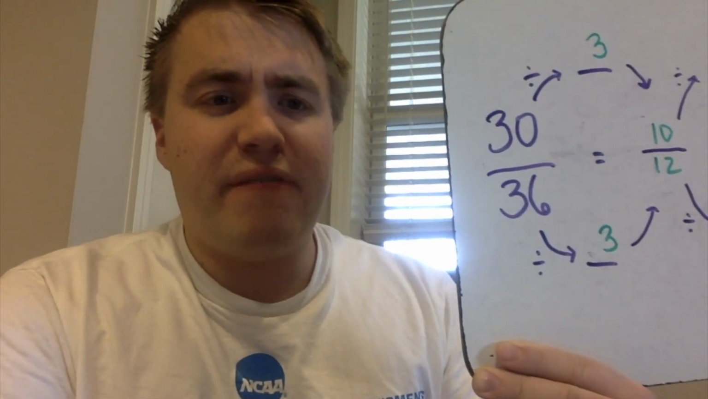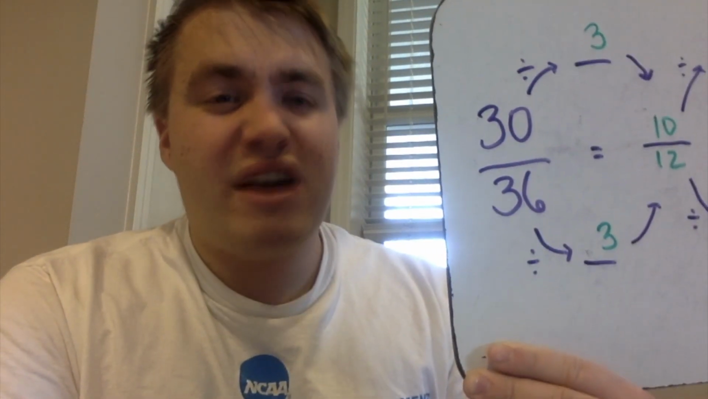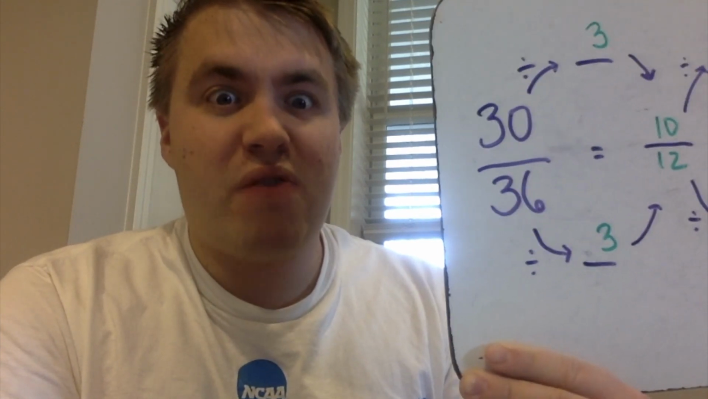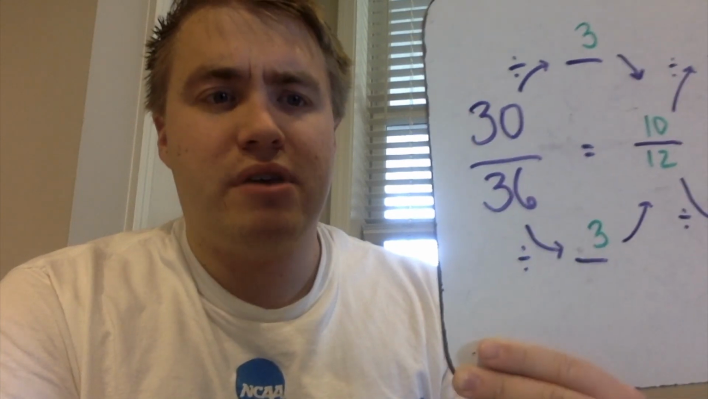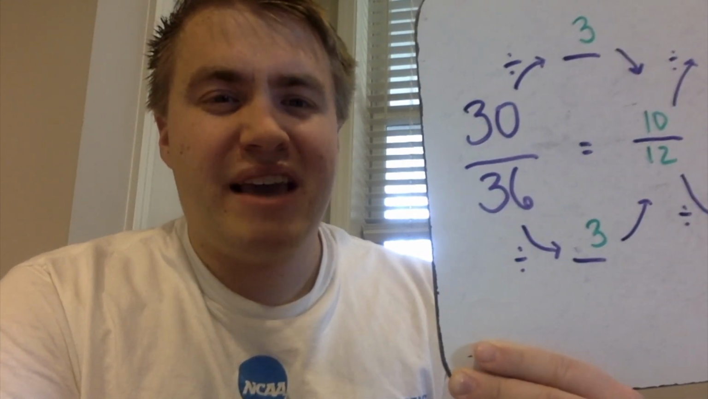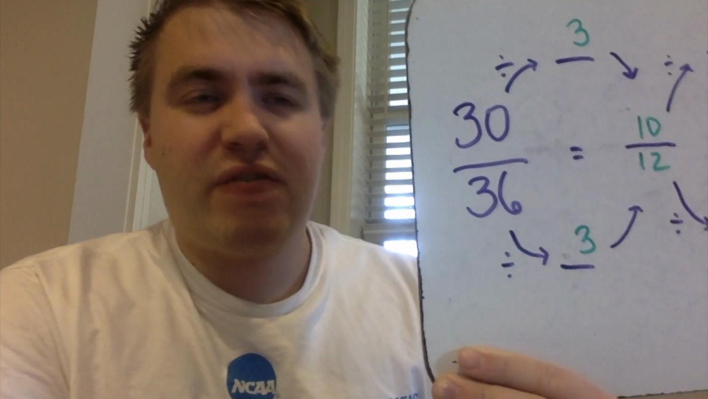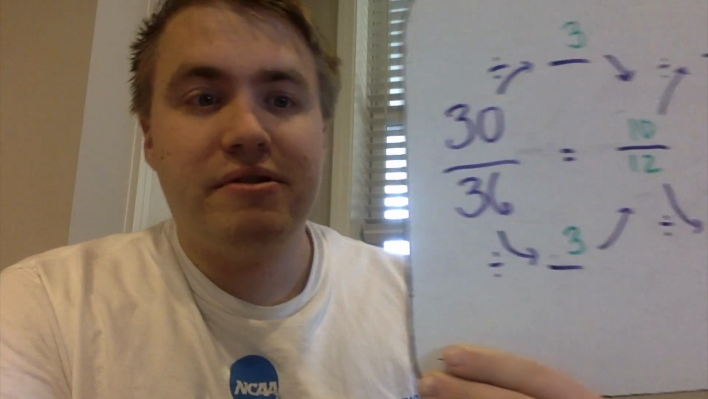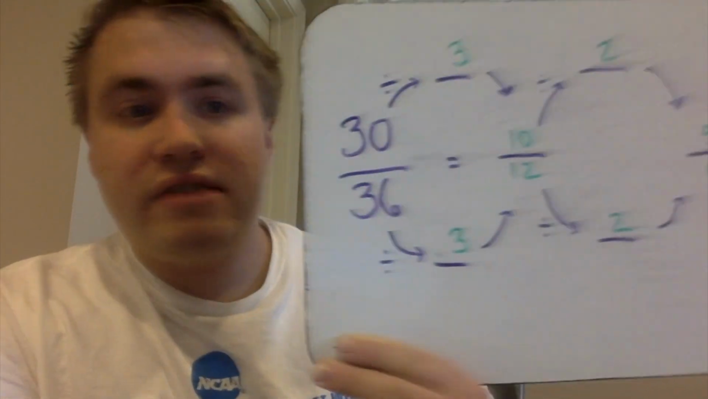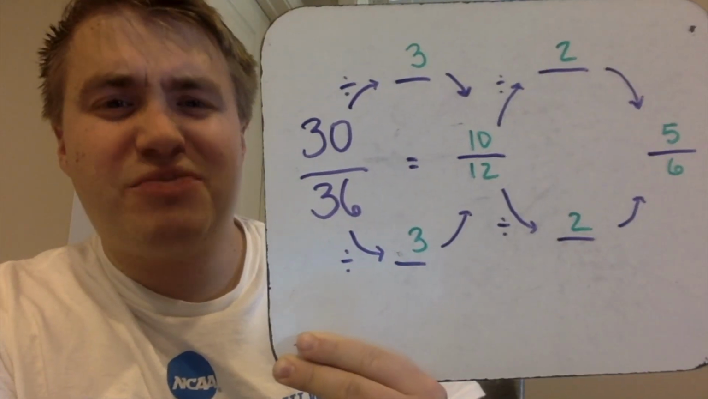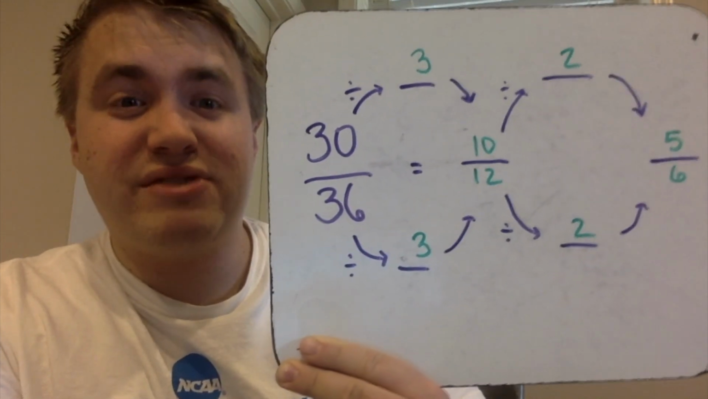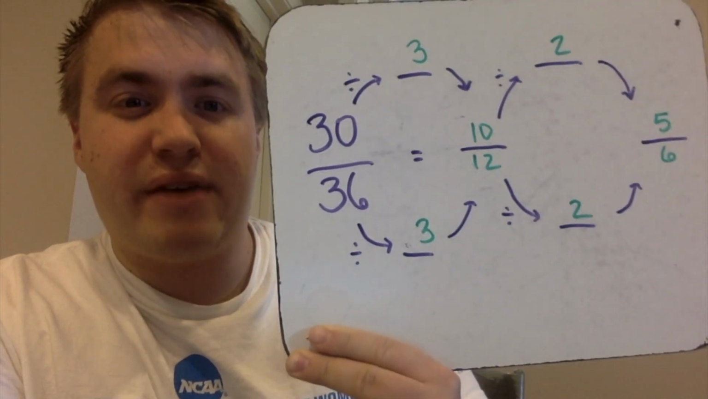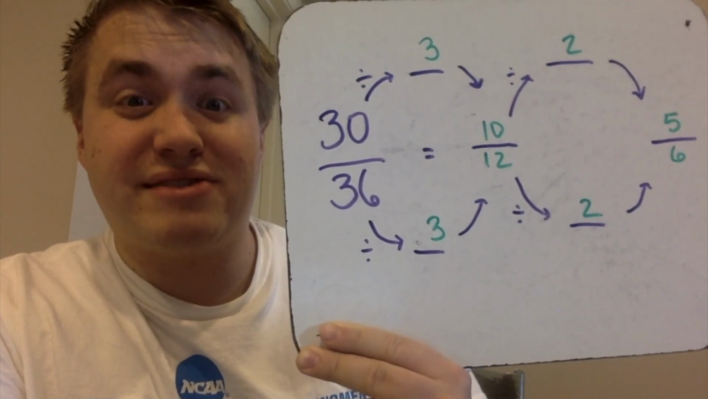So that would give me a fraction of 10 over 12. Now I know that I can still get to a smaller fraction than just 10 over 12. So I need to think of another number that can evenly divide into 10 and evenly divide into 12. Now if I think for a second, they're both even numbers, so I'm going to divide by 2. If I divide by 2, 10 divided by 2 does equal 5, and 12 divided by 2 does equal 6. In which case, we still get that same answer of 5/6 as our simplified fraction from 30 over 36.